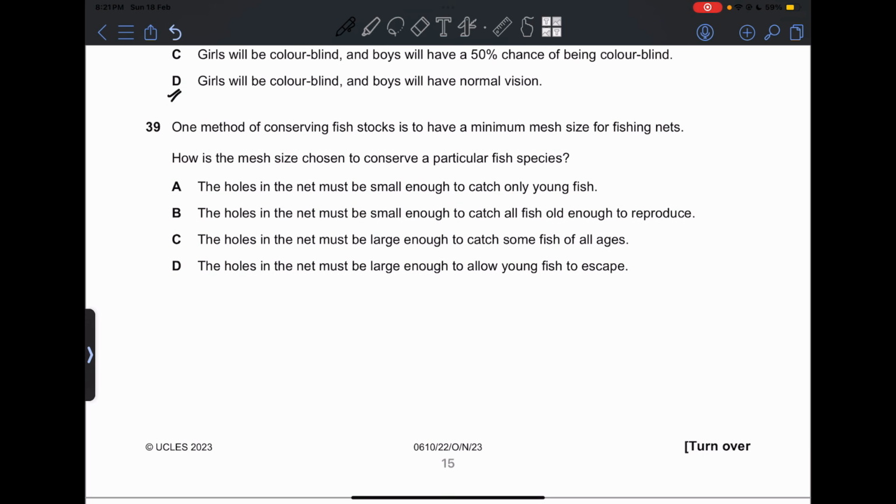D says the holes in the net must be large enough to allow young fish to escape. Actually, this is the correct answer, because you have to allow young fish to escape so that they can grow up and reproduce again. And so our answer is going to be D.